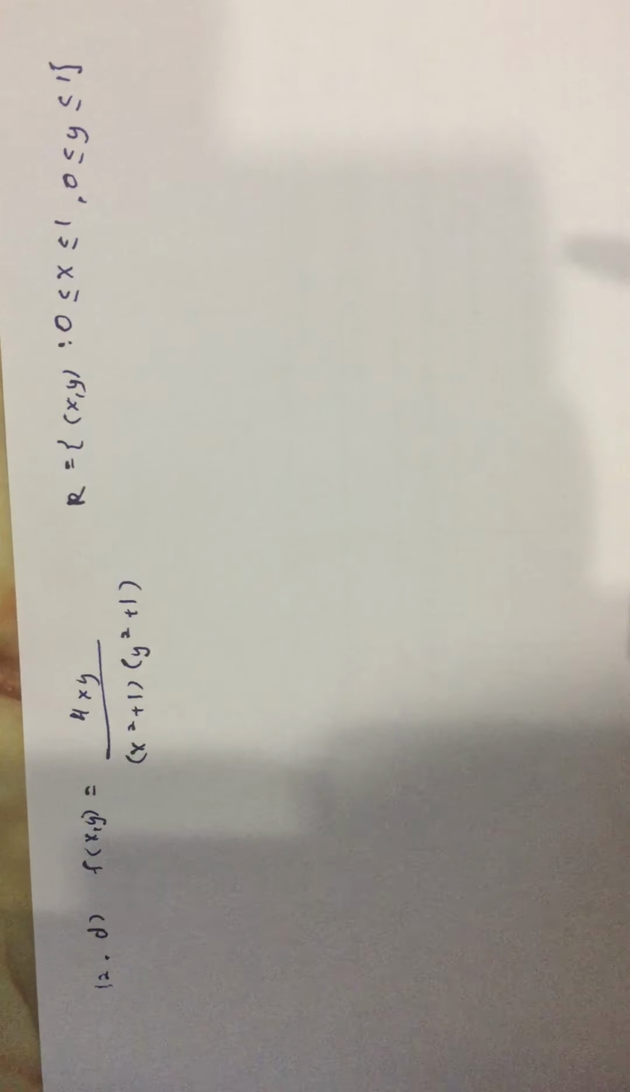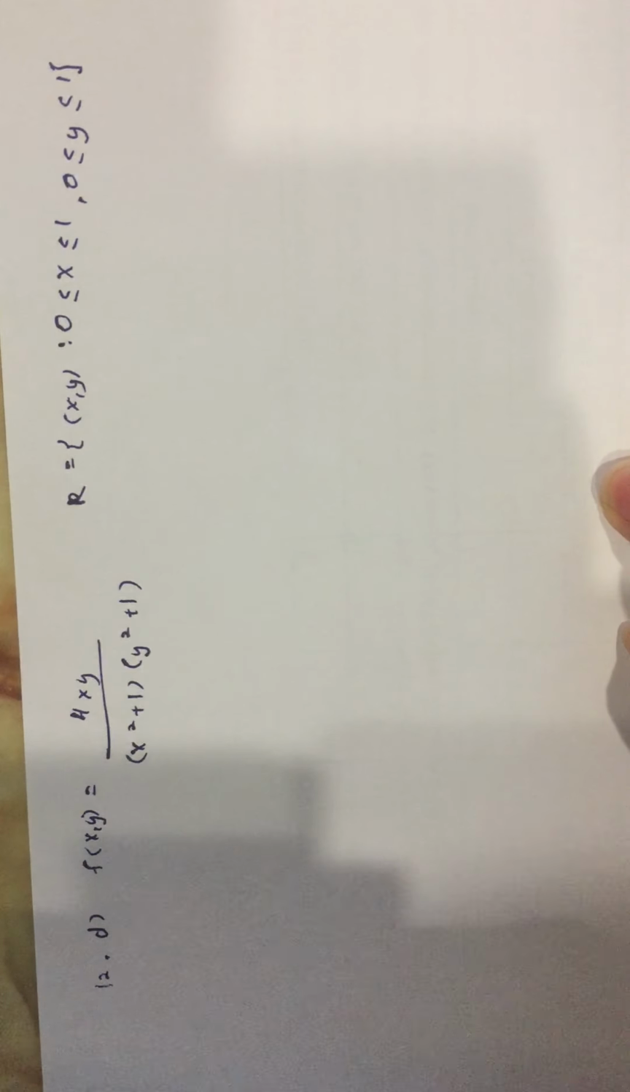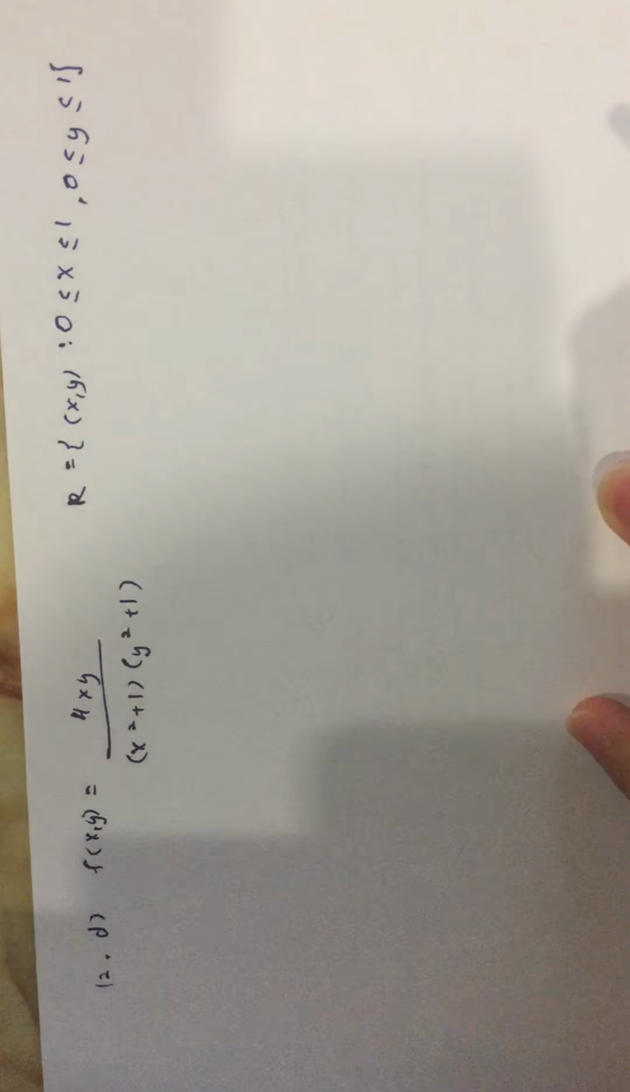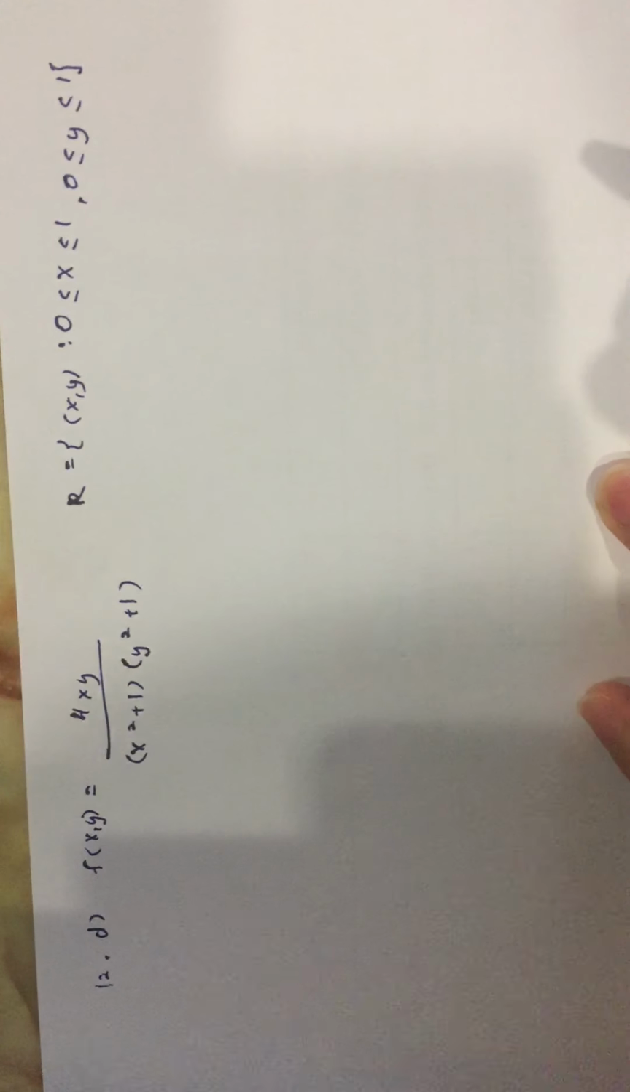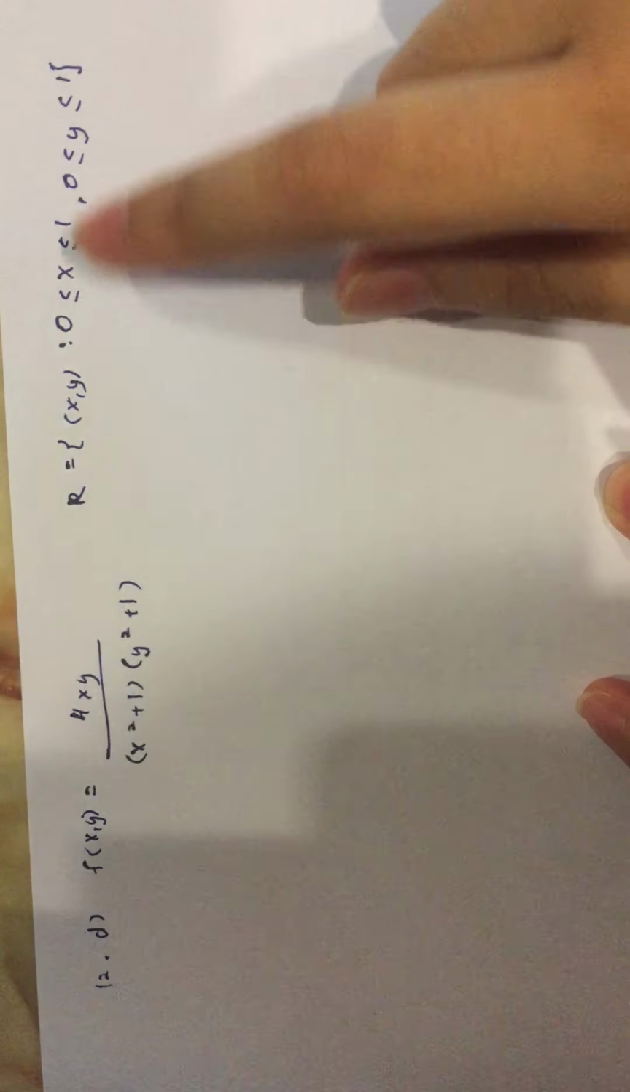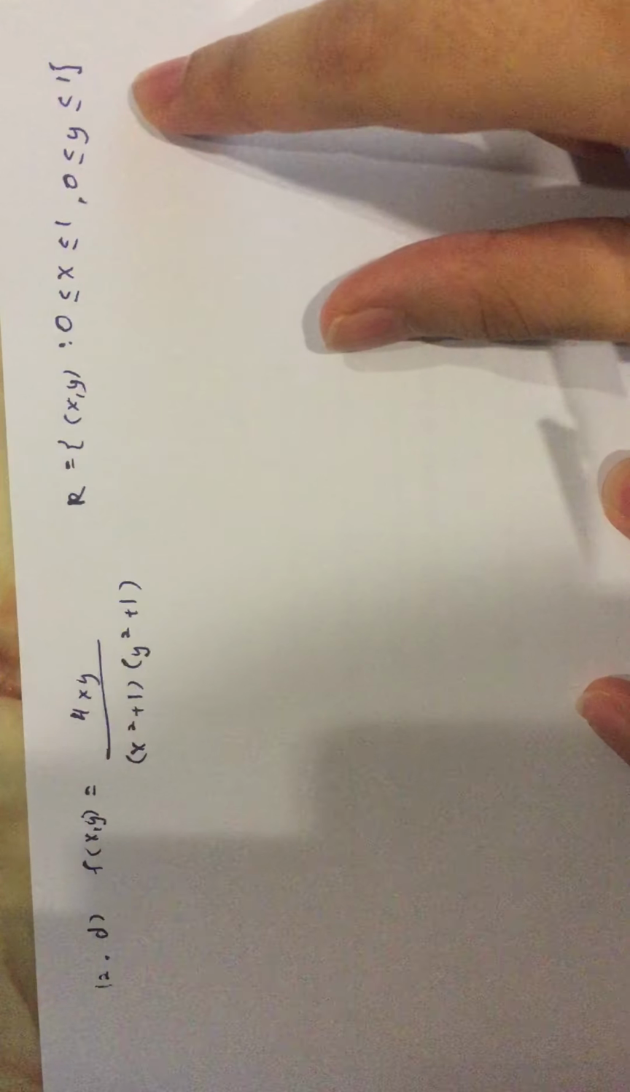Okay, so for question 12D, we have f of xy is equal to 4xy over x squared plus 1 times y squared plus 1. And then we have region R in the xy plane, where x is in between 0 to 1, y is in between 0 to 1.